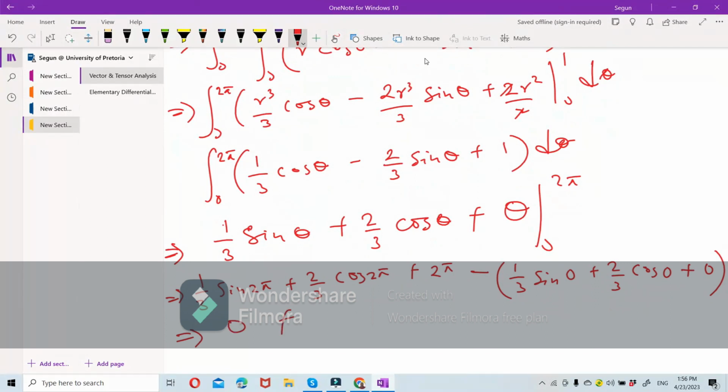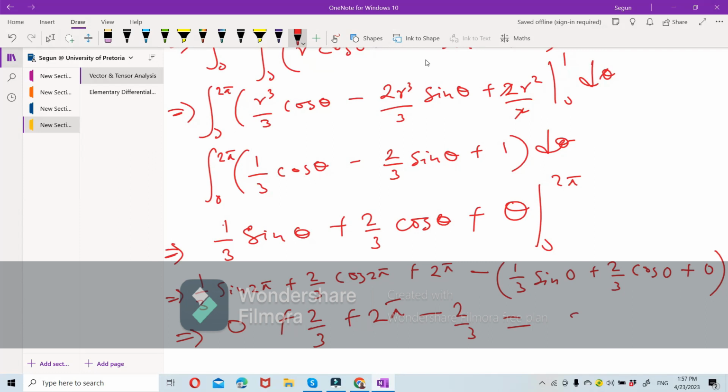Plus 0. Now, cos 360 is what? Cos 360, please. 1. 2 over 3 multiplied by 1 is 2 over 3. Plus 2 pi, minus, everything sine 0 is 0, right? Cos 0 is 1. 1 multiplied by 2 over 3, minus 2 over 3.